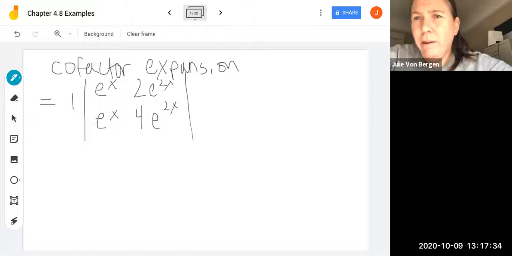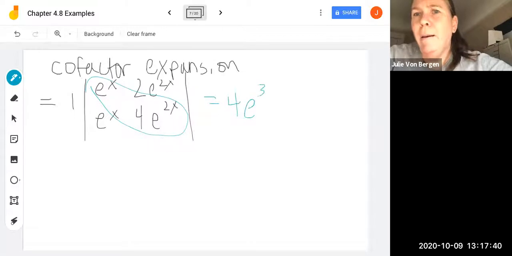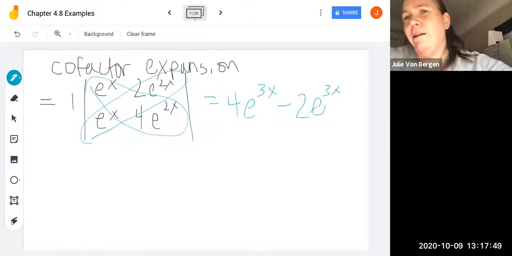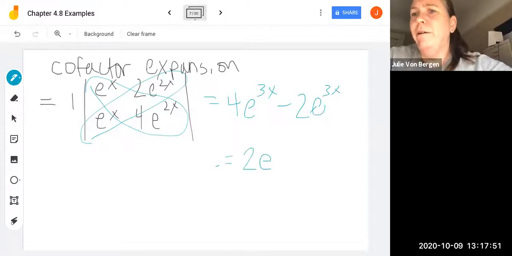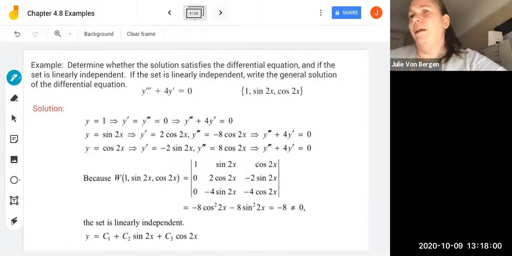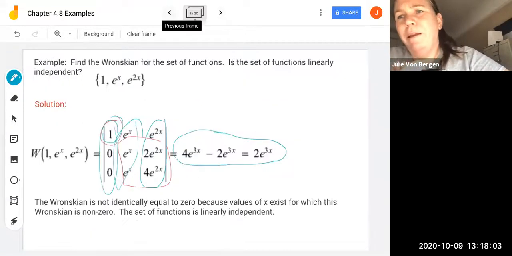And so this is going to be 4e to the 3x that we got, minus, on the other diagonal, 2e to the 3x. We're getting e to the 3x because we had e to the x times e to the 2x here. So this is how our simplification works out. It's definitely doable by hand. And in conclusion, as we said, because this is a non-zero determinant from the Wronskian, we get to say these functions are linearly independent as solutions to linear homogeneous equations.